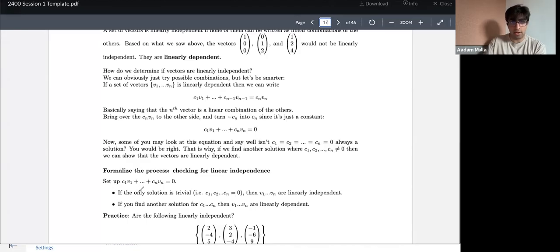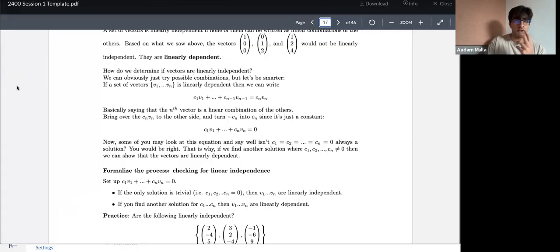So it actually says it right here. If the only solution is the trivial one, the obvious one, then your vectors are linearly independent. But if you're able to find another solution for c1 through cn, for example, like c1 equals 1, c2 equals 2, and c3 equals 4, then v1 through vn are linearly dependent. So let's go through an example.